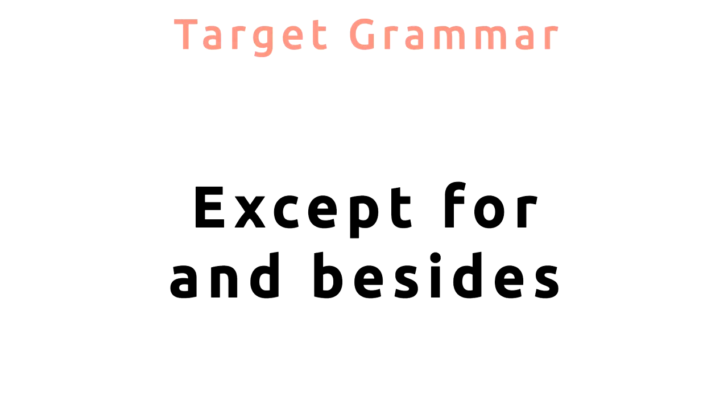The target grammar for this lecture is except for and besides. In this lecture, we're focusing on two grammar structures, not because they are similar, but because they're pretty much the opposite of each other. So it's good to group them together and learn both at the same time. First of all, let's look at the meaning for except for.